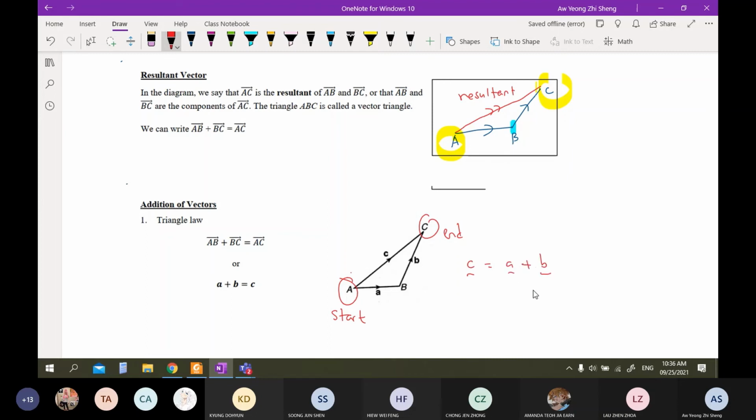So addition of vectors, when we visualize it, means the vectors are connected end to end. A plus B means after A ends, at the end point of vector A, we start the new vector B. Addition means the vectors are connected end to end. Okay, next.